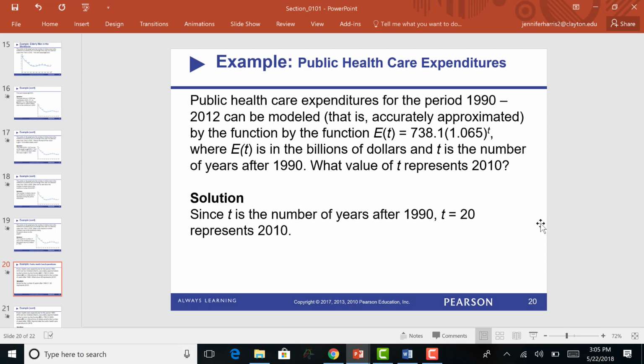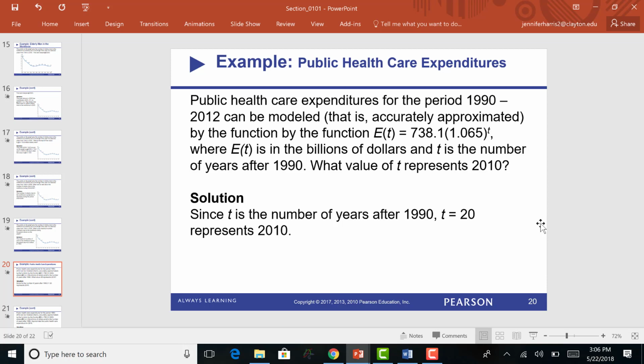But here is, I'm just trying to make sure, because the number that you plug in won't be the year. You're going to plug in how many years after 1990 that is. So to use that equation, I want to find out how much money did we spend on public health care in 2010. What number do I plug in for T? You can't plug in 2010. What are you going to plug in? 20. T is the number of years after 1990. So you plug 20 into the equation.